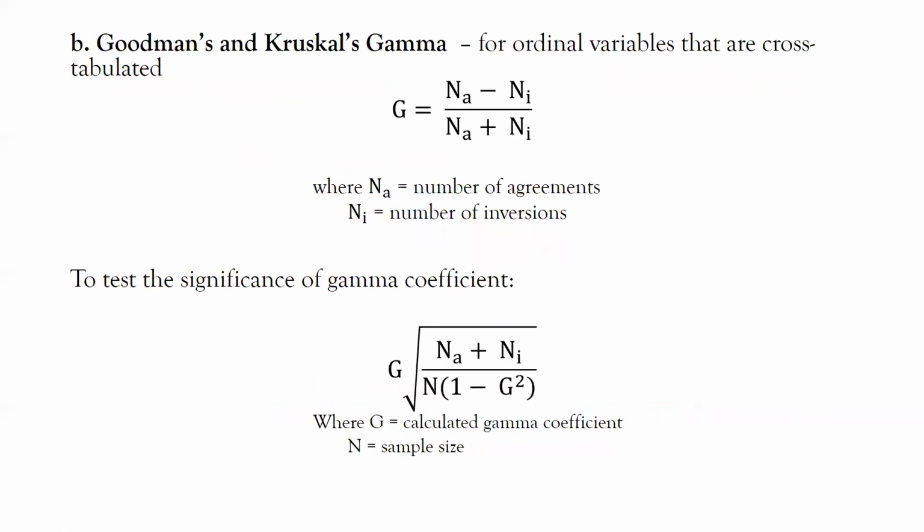The next one is Goodman's and Kruskal's gamma. Once again, this is for ordinal variables that are cross-tabulated. And you will be dealing here with number of agreements and number of inversions, which I will try to explain later when we encounter the sample problem for gamma. And then just like Pearson's R and Spearman's rho, you can test the significance of the gamma coefficient using this.